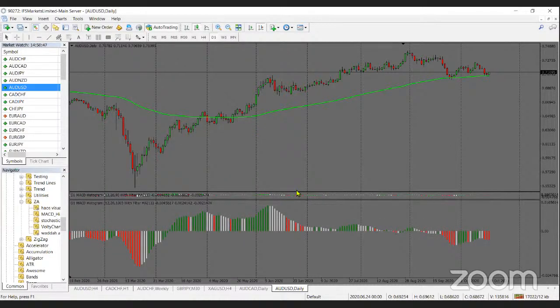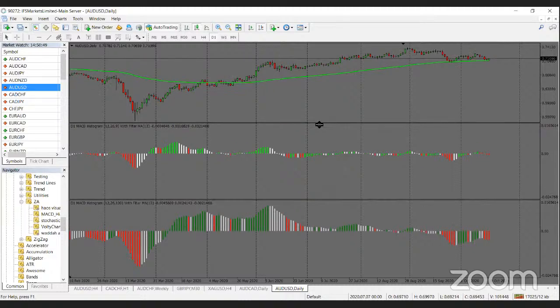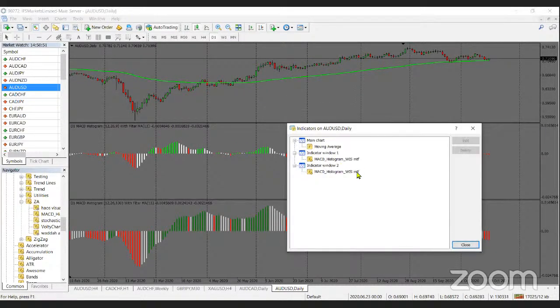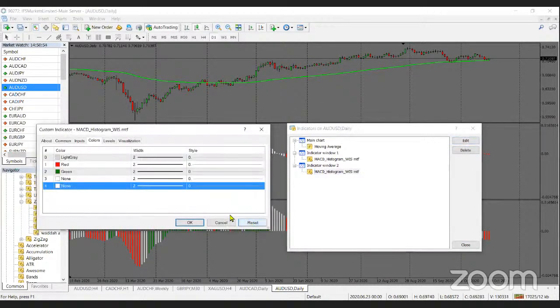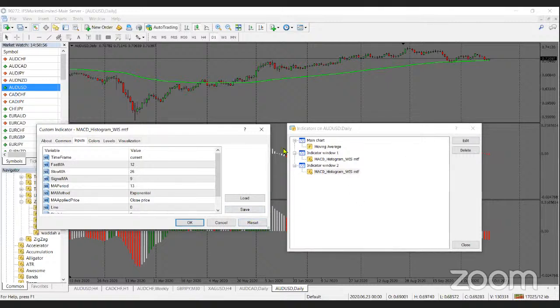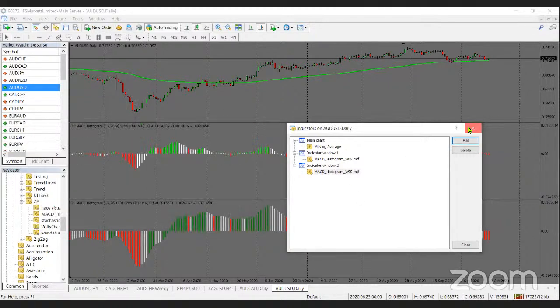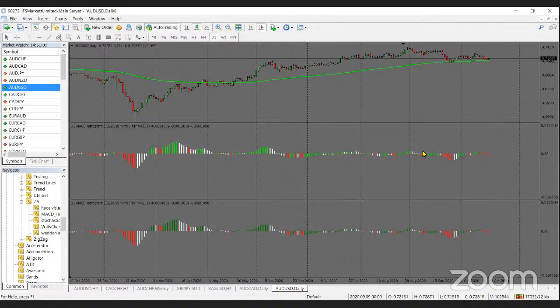There. So once I have it, you can see that, sorry guys, it's a bit off at the moment. There. So you're going to have a very simple way of trading MACD, which I think is efficient.